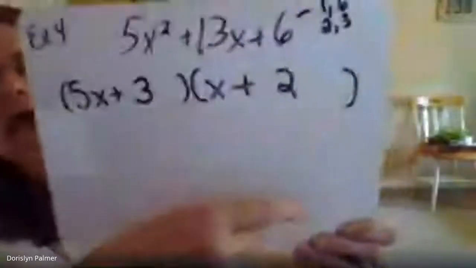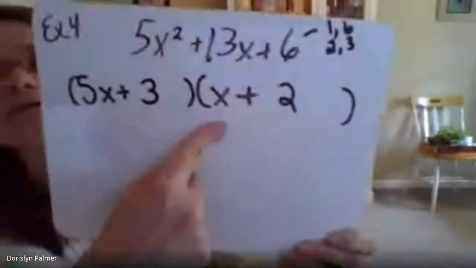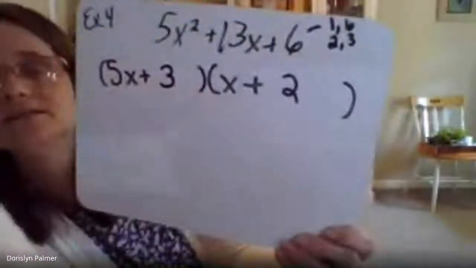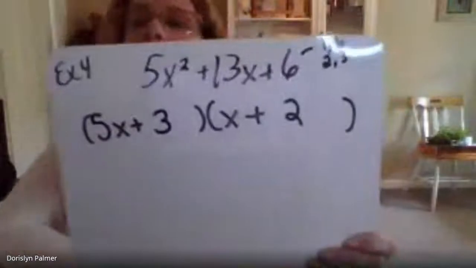Anyone else want to try something? I said 5x plus 3 and x plus 2. A 3 and a 2. All right, let's check that. My outers are 10x. My inners are 3x. So that's going to work. 10 plus 3 is 13. Okay, that's it. But Nathan, doing what you did is really good. You just try them and then you test them out. And if it doesn't work, it's okay. Then you try something else. Okay.